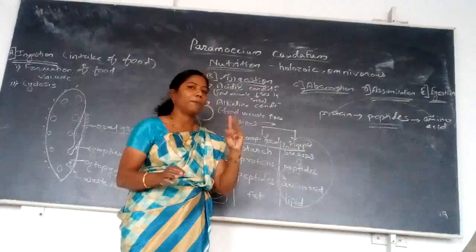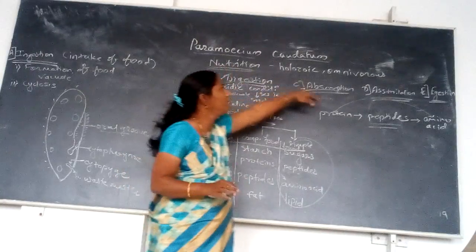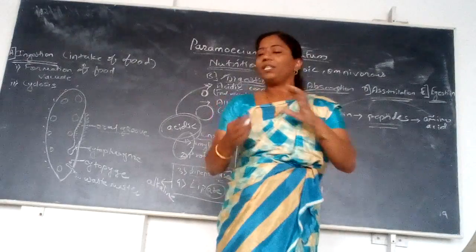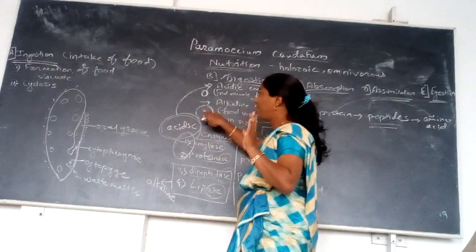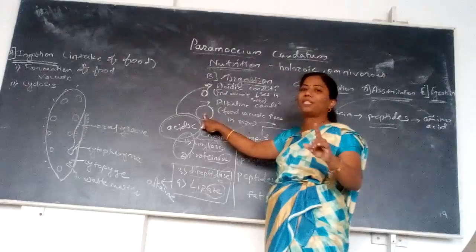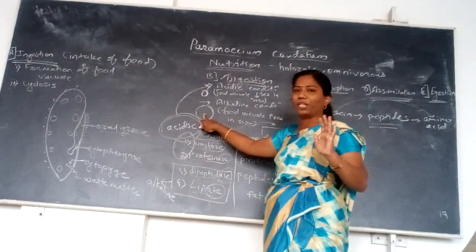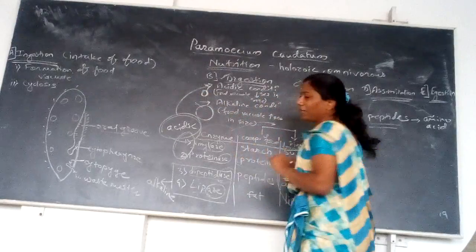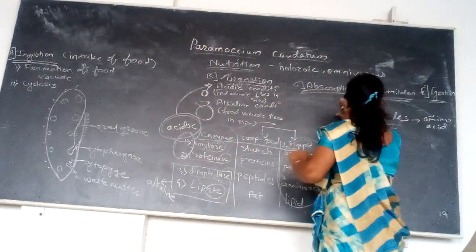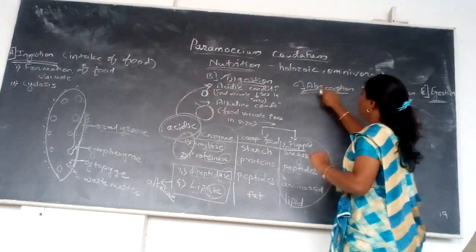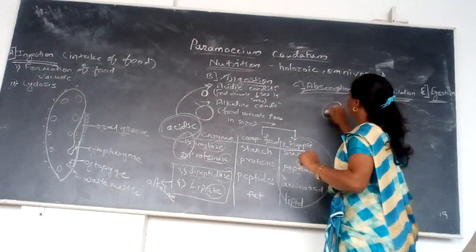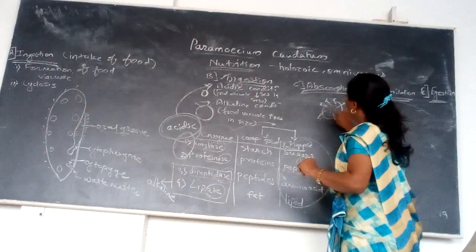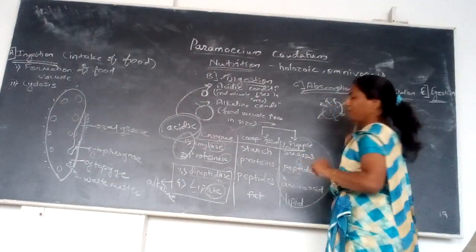Okay, so the third stage in the process of nutrition is absorption. The food of the animal is larger in size, and now that food has been digested. Now that digested food material goes outside, through the membrane. Since it is in a simple form, the digested material just goes outside through that membrane.